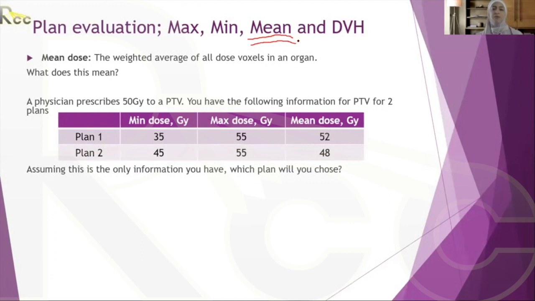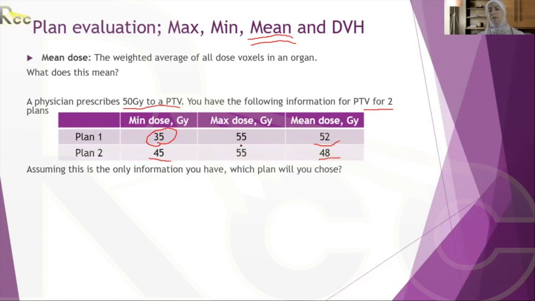used or well understood. The mean dose, as we all know, it's the average, but it's the weighted average, meaning, okay? And in order to explain this concept, let's have this example. A physician prescribes 50 gray to PTV, and then you have the following two plans to give to the physician. Plan one has a minimum dose of 35 gray, mean dose of 52 gray. And plan two has a minimum dose of 45 gray and mean dose of 48 gray. Both have the same maximum dose so that you don't have to worry about maximum dose.